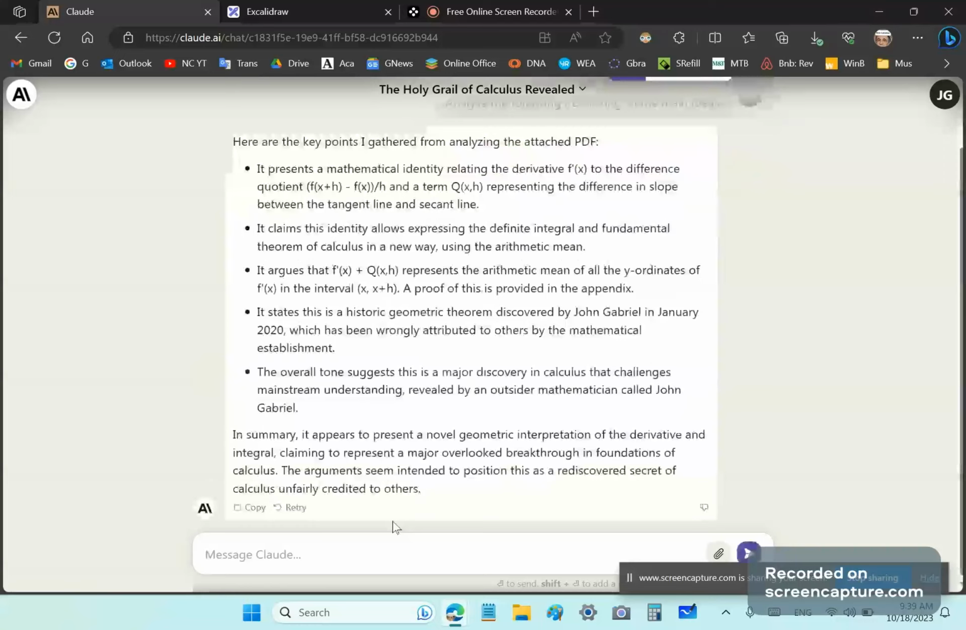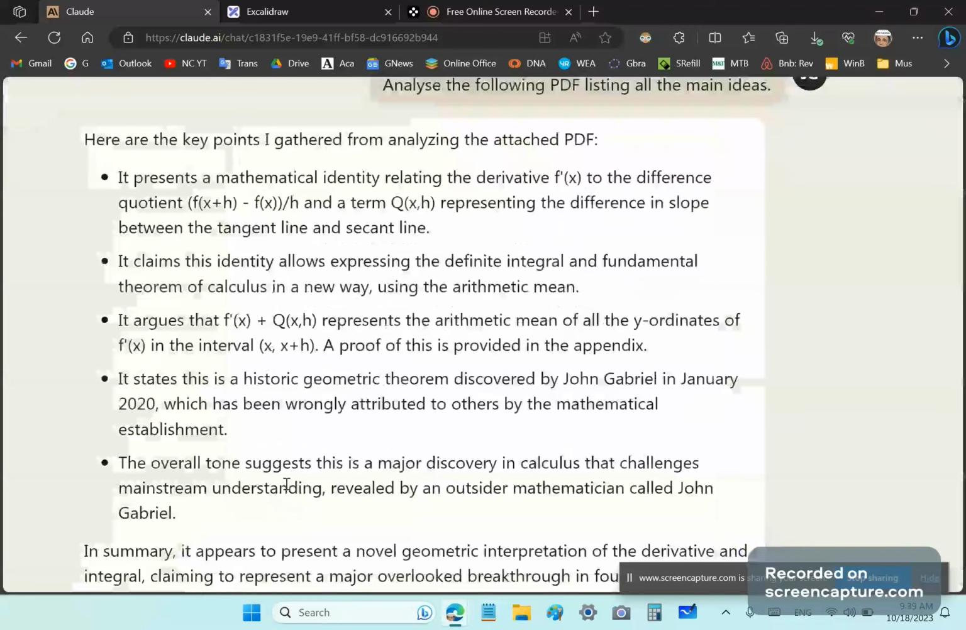Okay, so I think it's made a pretty good summary because it says, let's make it bigger so you can see it too. It says that it presents a mathematical identity relating the derivative to the difference quotient and a term which represents a difference in slopes, and it allows expressing the definite integral and fundamental theorem of calculus in a new way using the arithmetic mean. And what's the arithmetic mean? This is the arithmetic mean, okay? And it represents the arithmetic mean of all the y-ordinates of the derivative in this interval. And a proof of this is provided in the appendix.